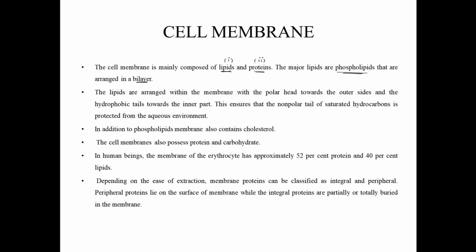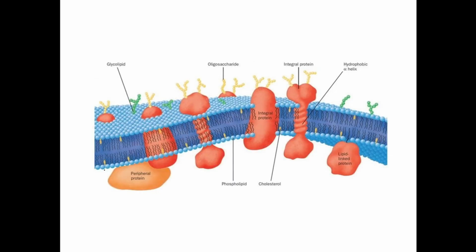So the percentage of protein to lipids in case of a human cell is 52% of protein and 40% of lipid, right? Now the proteins are also classified as integral and peripheral. So the proteins which lie on the surface are known as peripheral, whereas the proteins which are partially or totally buried in the membrane are known as integral protein. Now this is the diagram of a cell membrane, or we can say a fluid mosaic model of cell membrane.